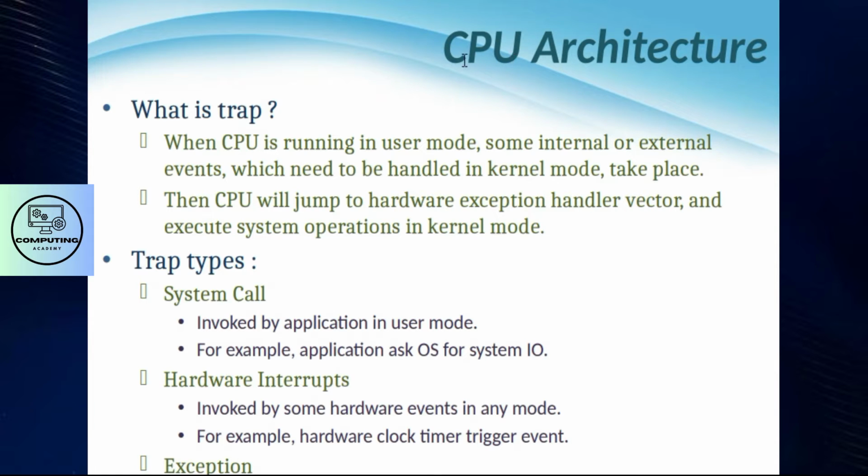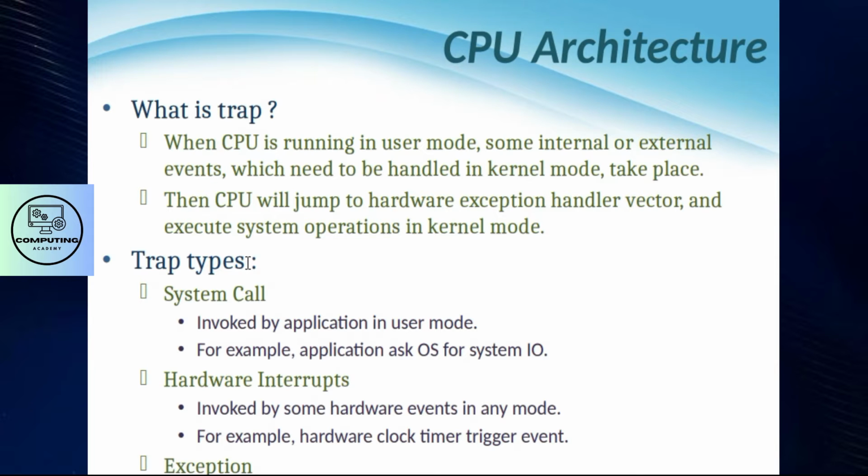Now let's discuss the CPU architecture in detail. First of all, we will talk about trap, different types of traps, and many other details as well. So first of all, let's talk about what is trap. When CPU is running in user mode, some internal or external events which need to be handled in kernel mode take place. Then what does CPU do? CPU will jump to the hardware exception handler vector and execute system operations in kernel mode. So this was the basic definition, or you can say basic information about the trap.